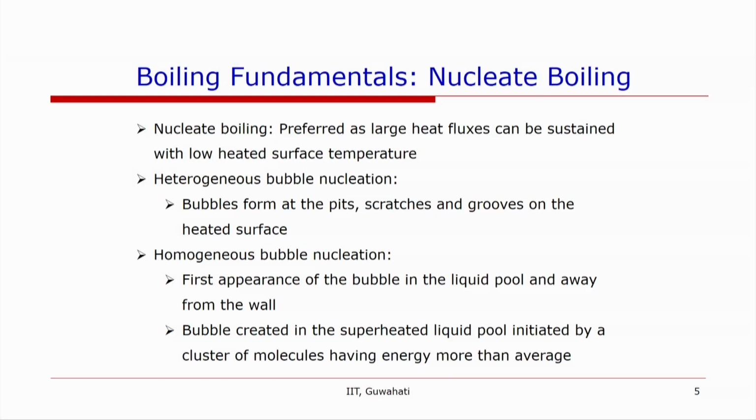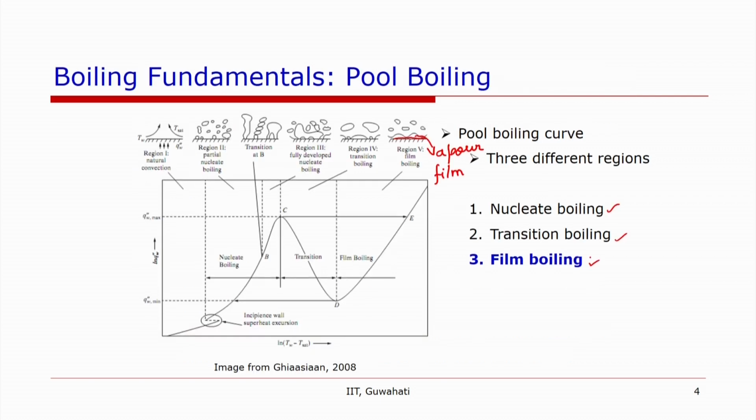So nucleate boiling is the preferred mode of boiling heat transfer, as large heat fluxes can be sustained while maintaining a low heated surface temperature. So we can see when we go to the transition boiling regime that the heat flux decreases, but delta T, or T wall minus T saturation, keeps increasing. So the wall temperature keeps increasing in this case.